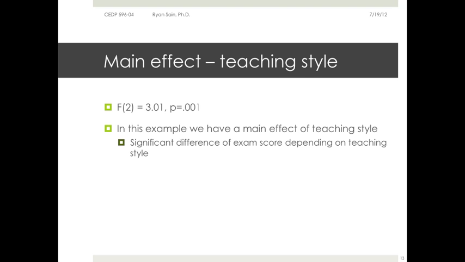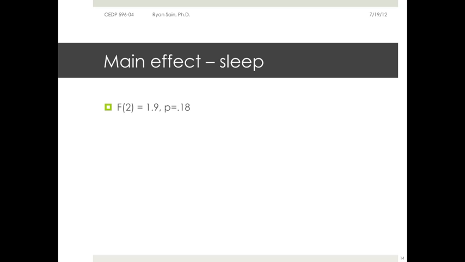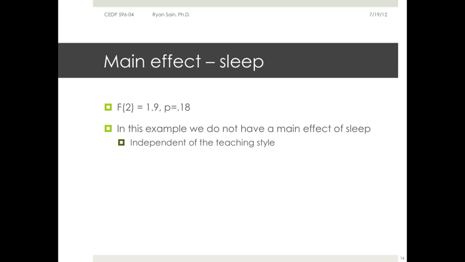Okay? Now, we also have to look at the main effect of sleep. F of 2 degrees of freedom equals 1.9, p equals 0.18. So it's not significant. The first one was significant because it was less than 0.05. This one is 0.18, so it's not significant. So the main effect of sleep, so sleep did not have an effect on test score. This is completely independent of teaching style though, right? Because it's just looking at it by itself.